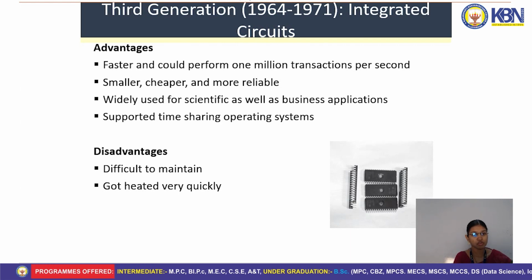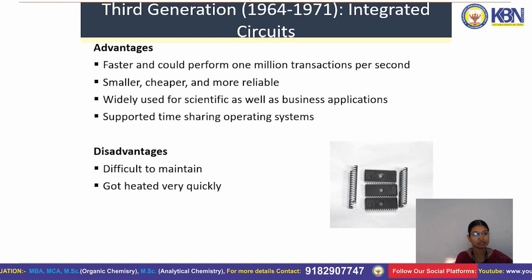Coming to the third generation of computers. The third generation was from 1964 to 1971, and it was developed with integrated circuits. Coming to the advantages of the third generation, it is faster, meaning 1 million transactions per second, and it is smaller, cheaper and more reliable. It was widely used in scientific and business applications, and it supported time-sharing operating systems also. Now coming to disadvantages, it is difficult to maintain and it got heated very quickly.